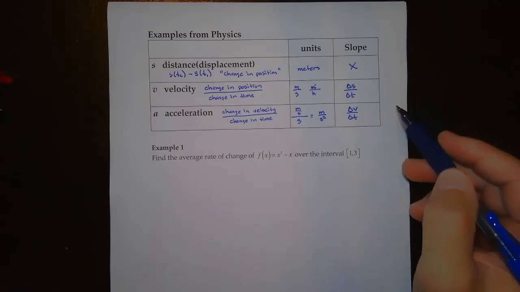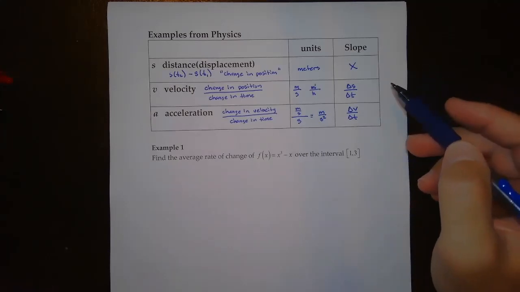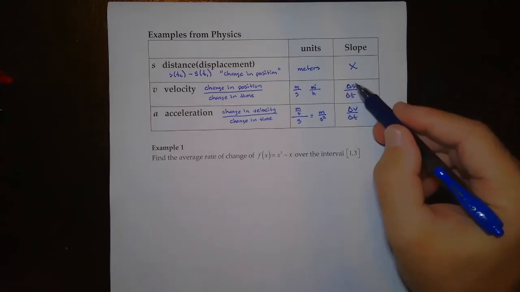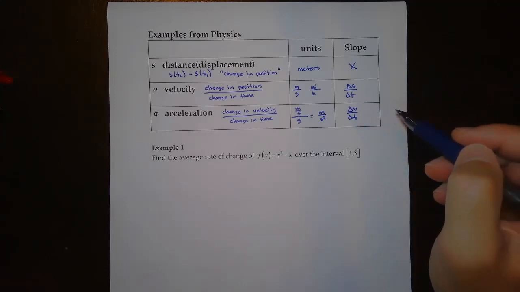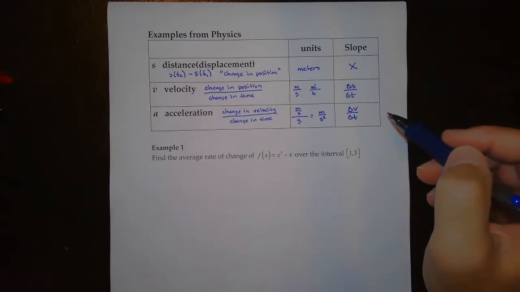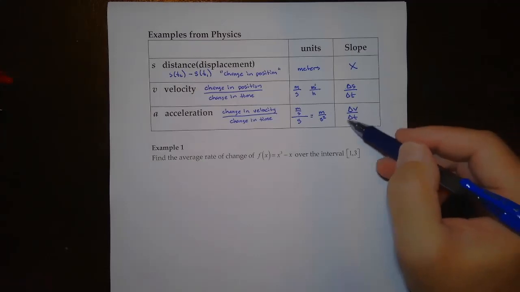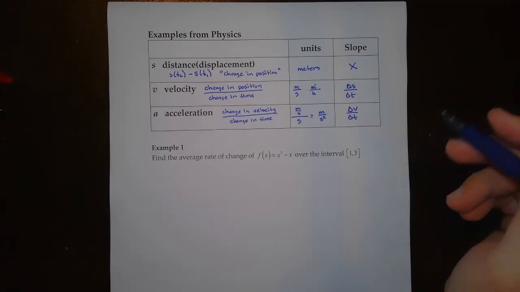I'm sorry, I said that wrong. If you look at a position graph and you look at the slope, that would be the change in position over the change in time. If you look at a velocity graph, the slope would be the acceleration, delta V over delta T. And we're going to get more into this later on, okay?